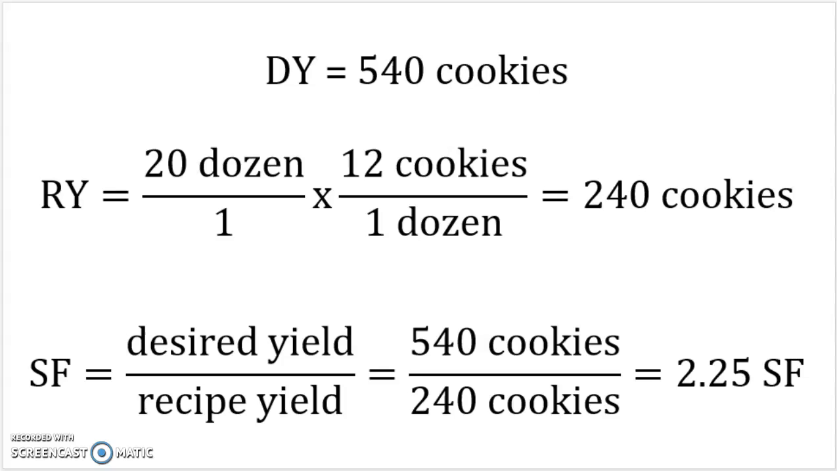The desired yield is expressed in cookies, and the recipe yield is expressed in dozens. And so we do this quick conversion so that we know the recipe yield is 240 cookies. And then we just use the scaling factor formula, get 540 cookies over 240, and we get a scaling factor of 2.25.